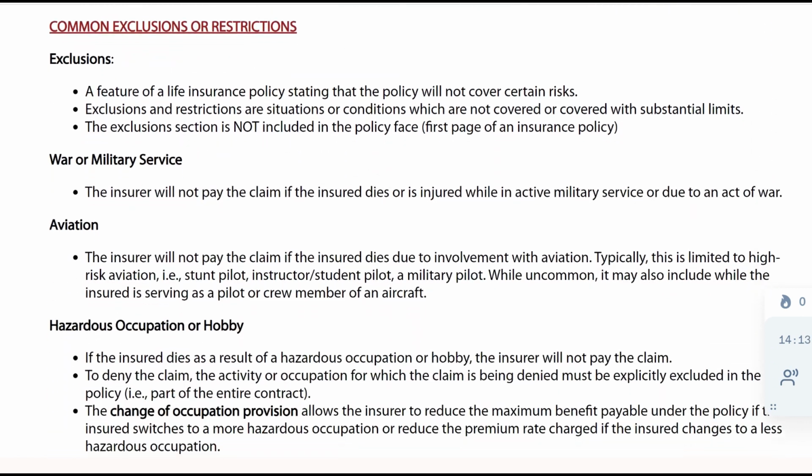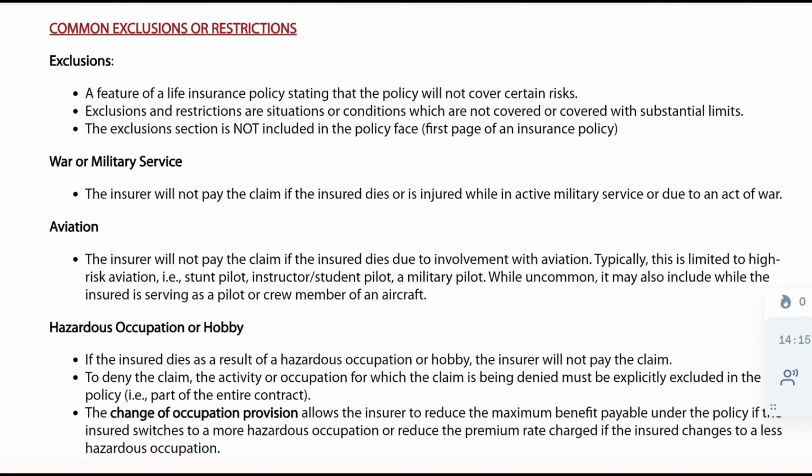Common exclusions or restrictions. Exclusions: a feature of a life insurance policy stating that the policy will not cover certain risks. Exclusions and restrictions are situations or conditions which are not covered or covered with substantial limits. The exclusions section is not included in the policy face, the first page of an insurance policy.